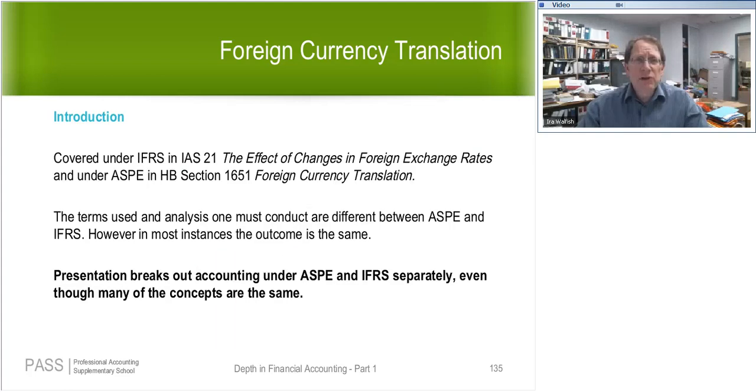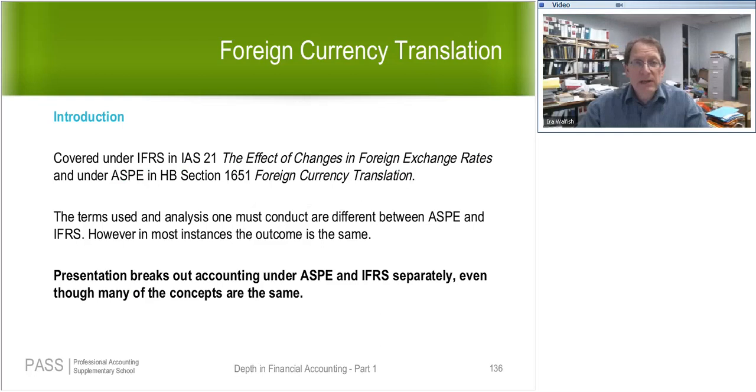I will say something now that I will rarely say. For almost all of the topics in financial accounting, I cover them like the one we just did, impairment of long-lived assets. I take ASPE or IFRS as the base, and then I bring in the other one as some differences. You just saw that. We have a number of exceptions. Foreign currency is one exception.